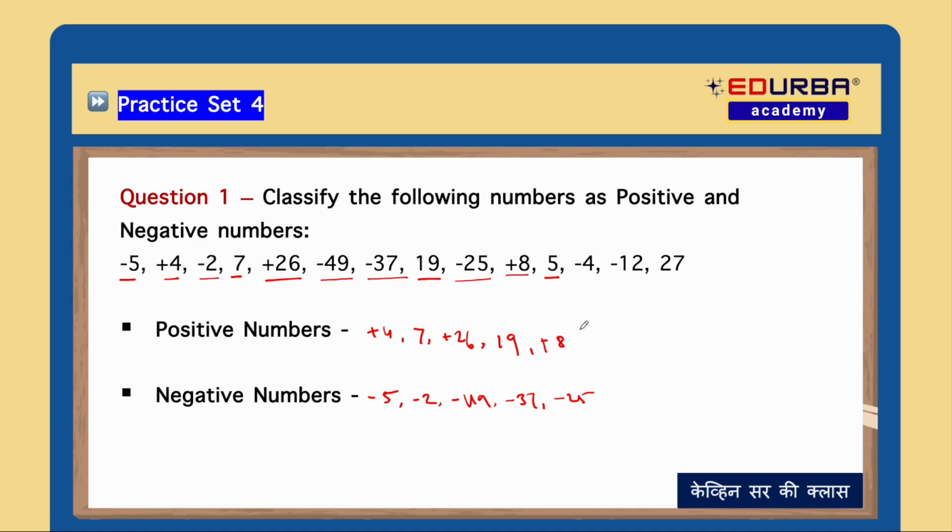Then we have 5, which is also positive. -4 is negative. -12 is negative. And then we have 27. There is no sign, but still it is a positive number. So that's how we can classify all these numbers into positive and negative integers.